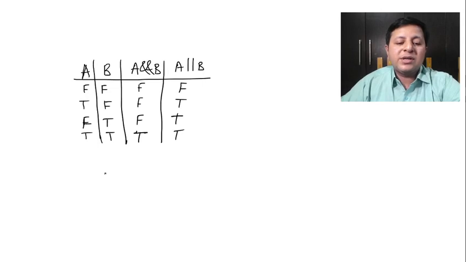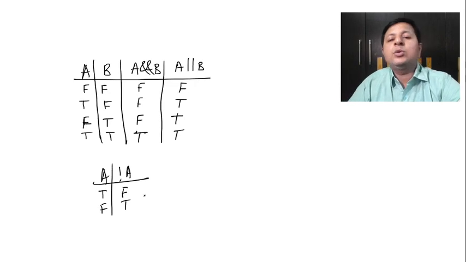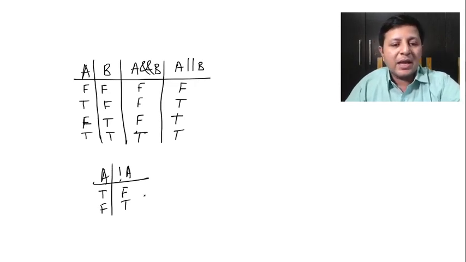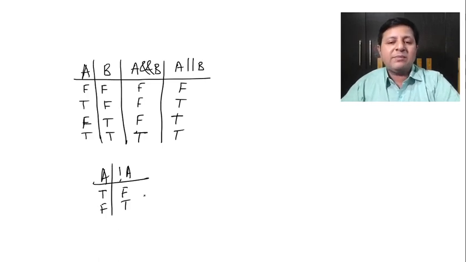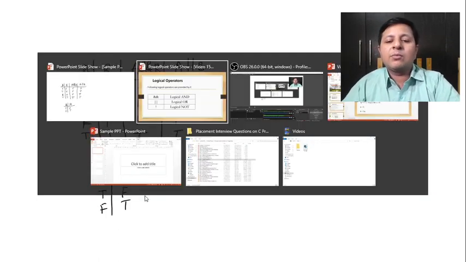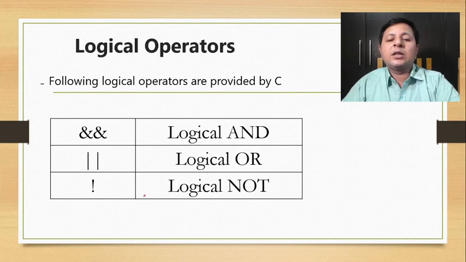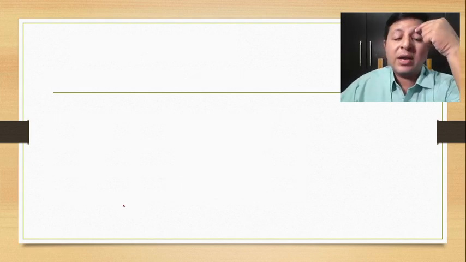For NOT, which is an exclamation, logical NOT, okay, it is very simple. So if it is true, it will convert that to false. If it is false, it will convert it to true. That's how it goes like. Fine, so that's about the truth table. Let's look at some of the examples, and maybe we'll come back here for getting some more understanding on the logical operators. Okay, so let's look at the expressions or examples.